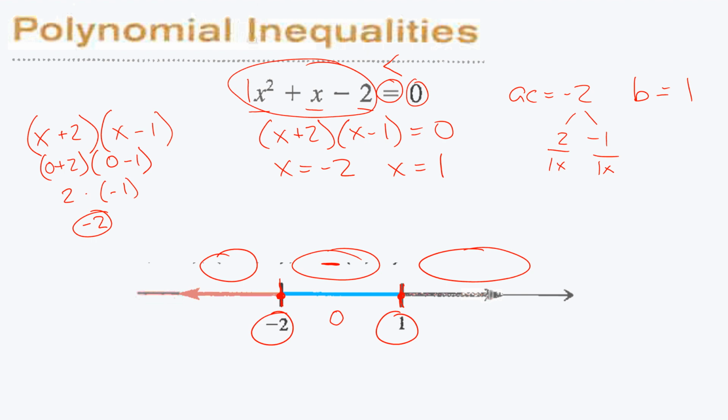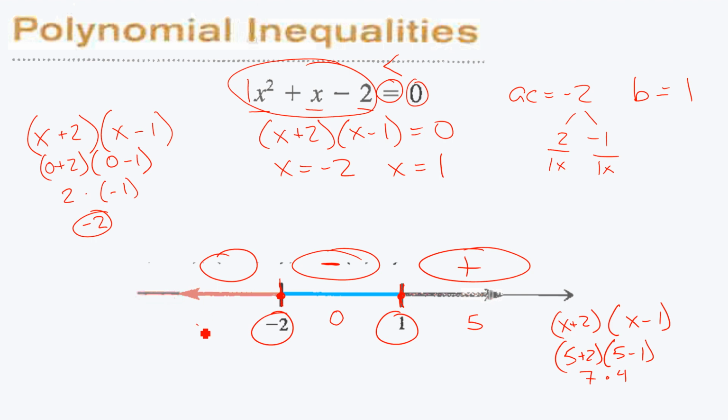Okay, let's plug in something over in this region over here. I'm going to pick the number 5. Any number will do. Okay, just pick an easy number to plug in. So instead of x plus 2 times x minus 1, we're going to plug in 5 plus 2 and 5 minus 1. 5 plus 2 is 7, and 5 minus 1 is 4. If you multiply those things together, you don't actually care what the result is. You just care about whether it's positive or negative. And 7 times 4 is positive 28.